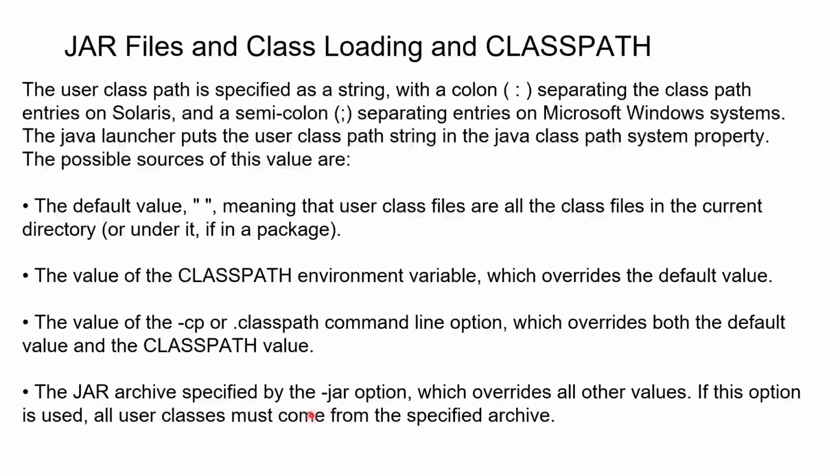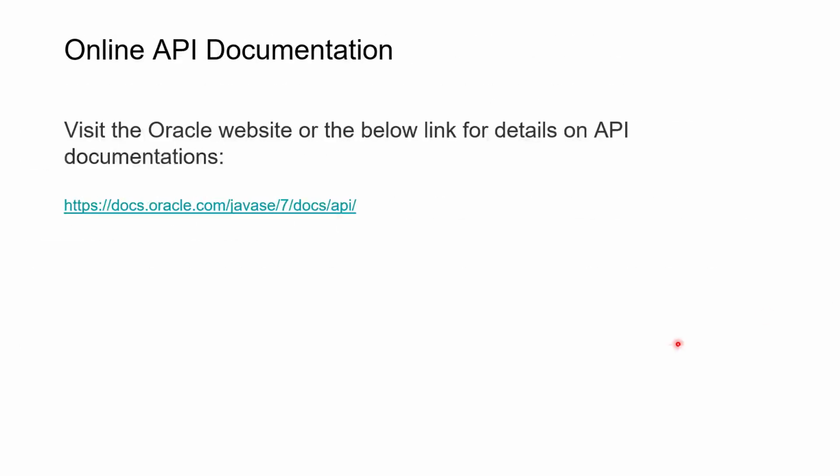Another possible source is the jar archive specified by the -jar option. That overrides all other values. If this option is used, all user classes must come from that specified Java archive. Please go to the Oracle website. Again, Oracle is the current vendor for Java, and just do a search on the Java API documentation. Sometimes these links get a little dated, so certainly search around and find the current Java API documents.